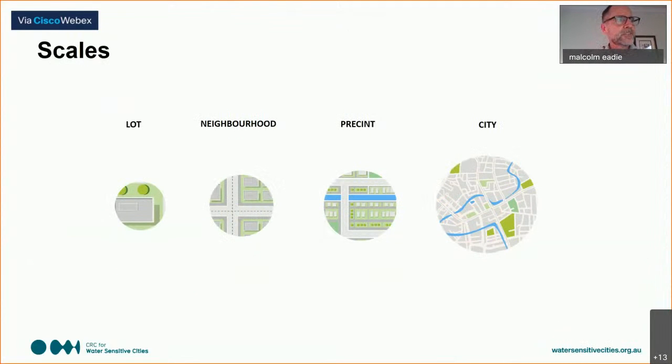So as Harry said, I'm going to focus on a couple of scales to just supplement what you've heard from the other speakers. And I first want to start with a lot scale example of what's happening really at the innovative end of residential housing in Australia.